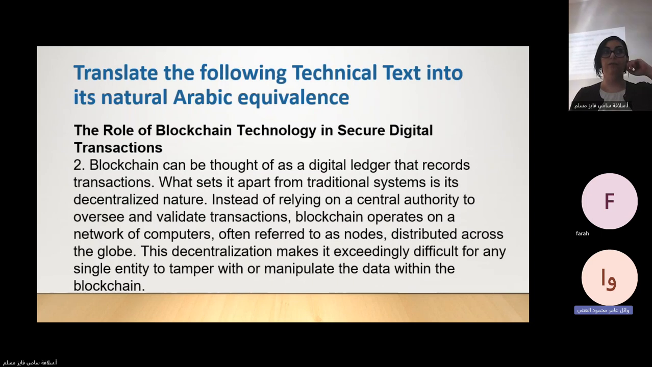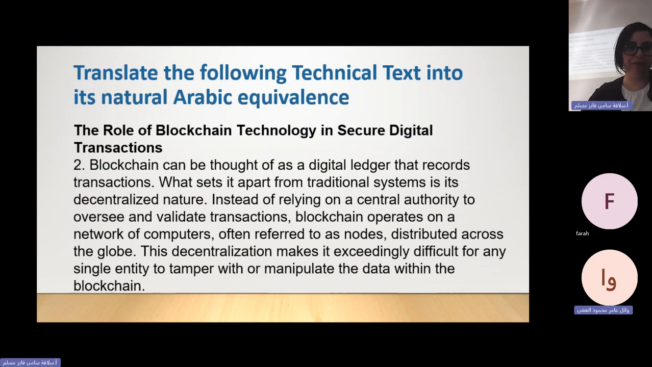Yes. Here, the blockchain. Okay. يمكن اعتبار البلوكشين هير إنه كدفتر رقمي بيسجل المعاملات. اللي بيميز. نعم. كمل. اللي بيميزه عن النظام التقليدي هو طبيعته الغير مركزية. Exactly, decentralized. طبيعة غير مركزية مش ممركز في منطقة واحدة.